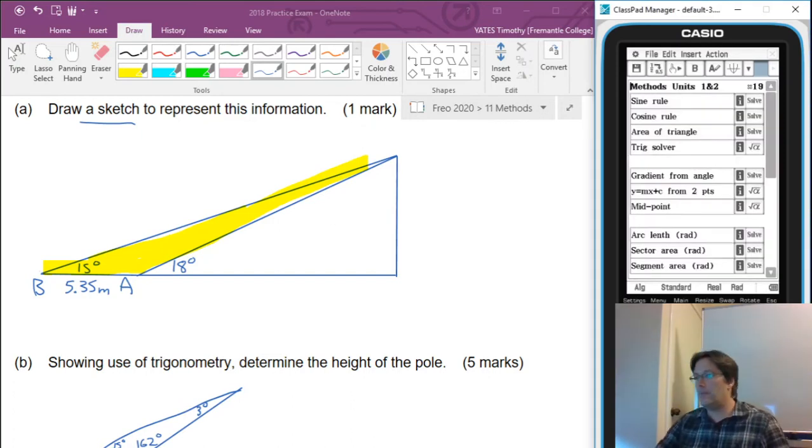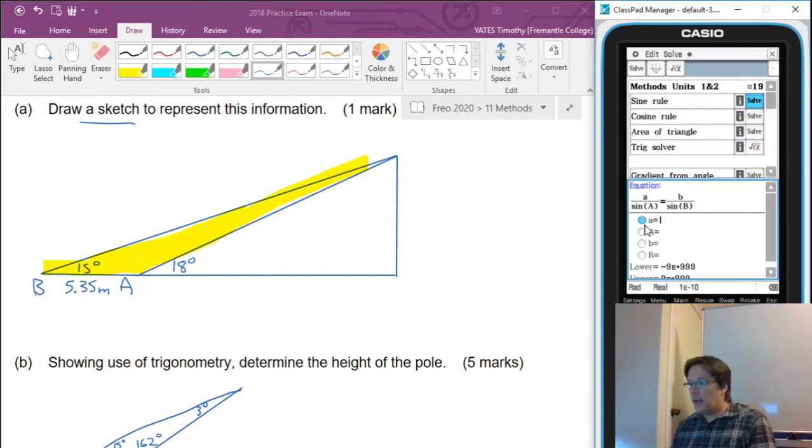There we are. That's the one we're after. So now, the reason why I did that is because we're going to need the sine rule. I'm going to put my acute angle in there, 162. This opposite is the one we're finding. We've got a distance of 5.35 and an angle of 3 in there. So we solve that.